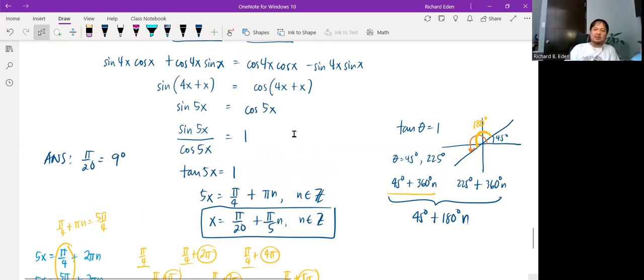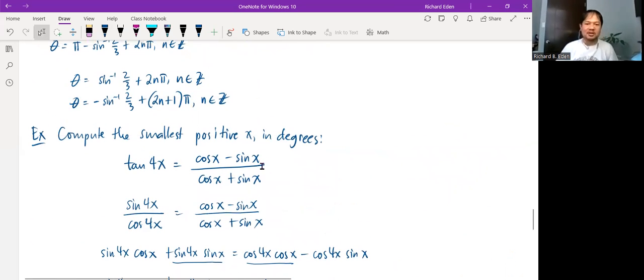Okay. Here is the answer to the problem. Compute the smallest positive x in degrees. Of course, I have a problem in mind.